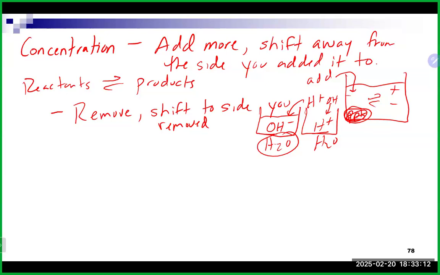So those are two very common ways that we can remove something from an equilibrium. We could add something to that solution that's going to react with those ions that are floating around and either take it out as a solid or take it out as part of water. Any questions on that there?